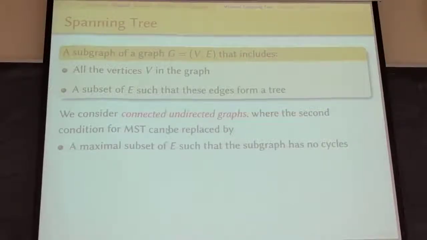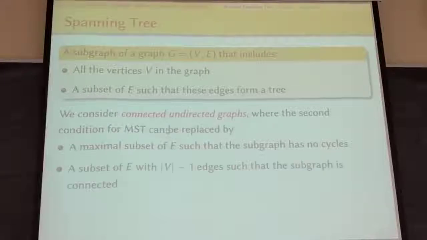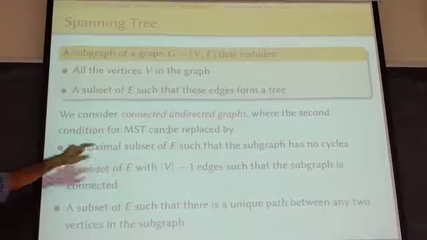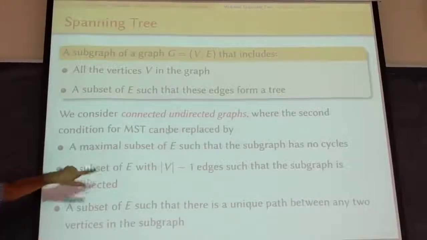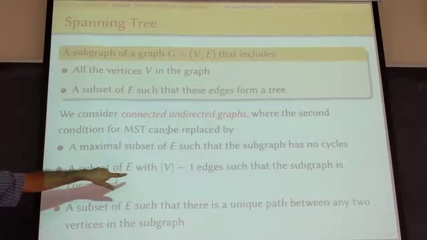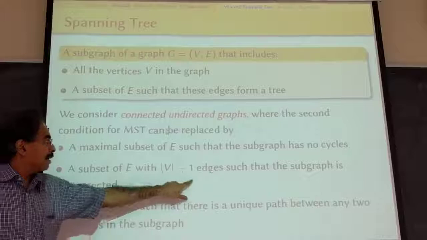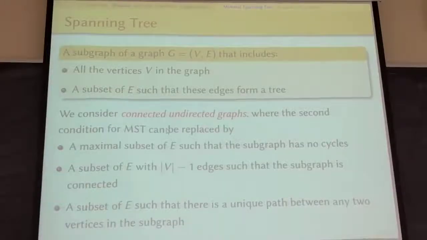So when we say that something must be a tree, a tree has many properties. A tree has no cycles, obviously, and a tree with n vertices must have n minus 1 edges. So this is another property of a tree.